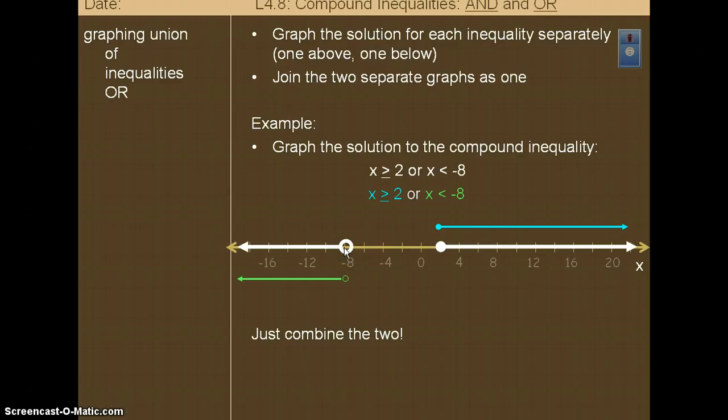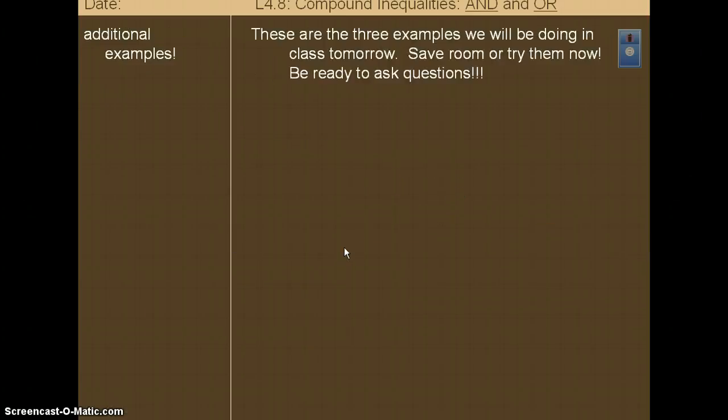We will talk a little bit more about this in class. In class, we are going to be discussing the following examples. You should check them out now. You don't have to work them all the way through, but maybe start to think about them so that you are prepared with some questions. Save some room for tomorrow in class, and we'll see you then.